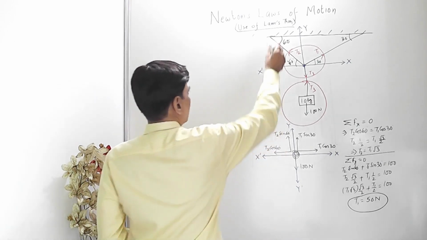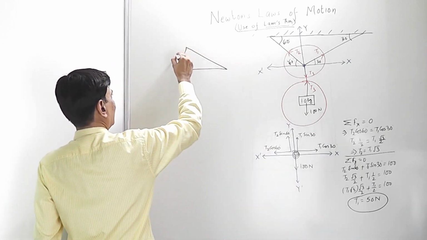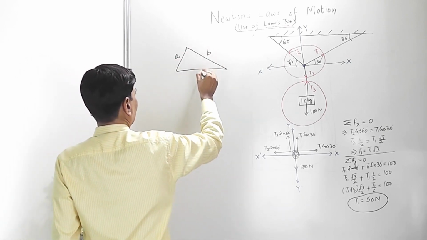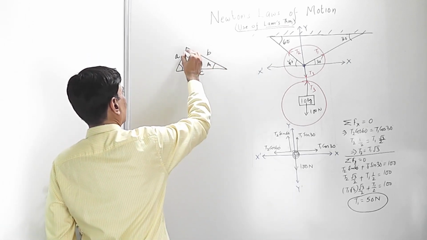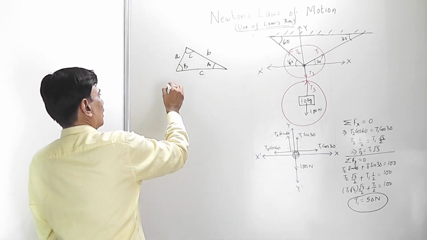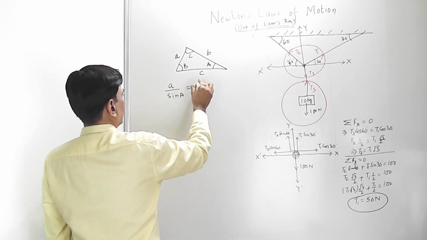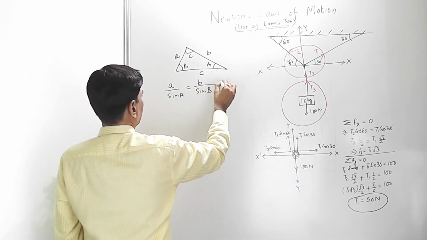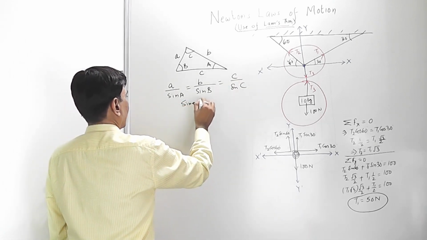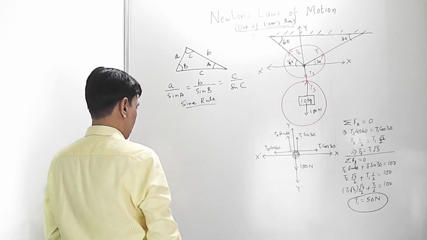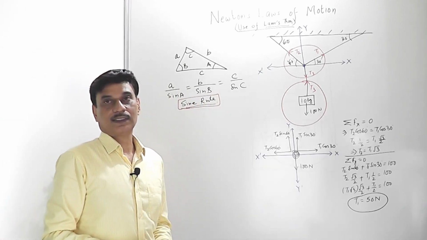So this Lami's theorem says, if this is a triangle and these sides are represented by small a, small b and small c alphabets, and their opposite angles by capital A, capital B and capital C, then Lami's theorem says this is a by sine A is equal to b by sine B is equal to c by sine C. This is also called the sine rule. Sine rule or Lami's theorem, that's one and the same thing.